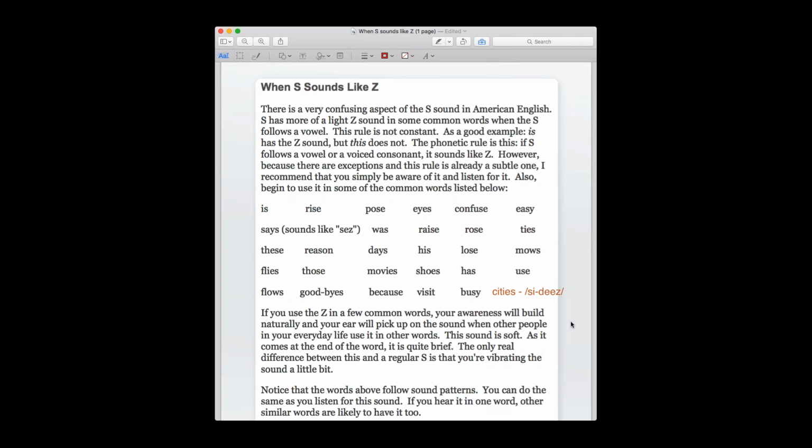Cities. So you're going to do cities. So first syllable stress, cities. What's tricky about this one is you have the S and the Z, and then you have the short I and the long E. So cities.